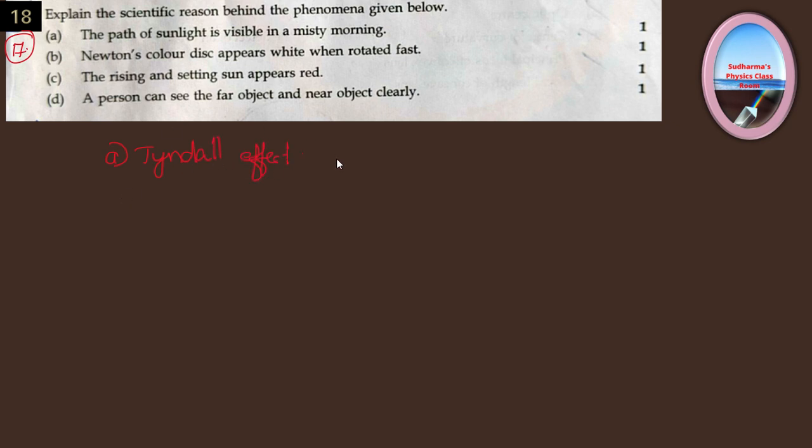Now, Tyndall effect, and you can even mention scattering of light, because the Tyndall effect causes that scattering. So scattering is also fine here. Because of the Tyndall effect, the scattering of light by the particles will be even. All the colors will be scattered in a uniform way, and we will see the path of the beam of light very clearly.